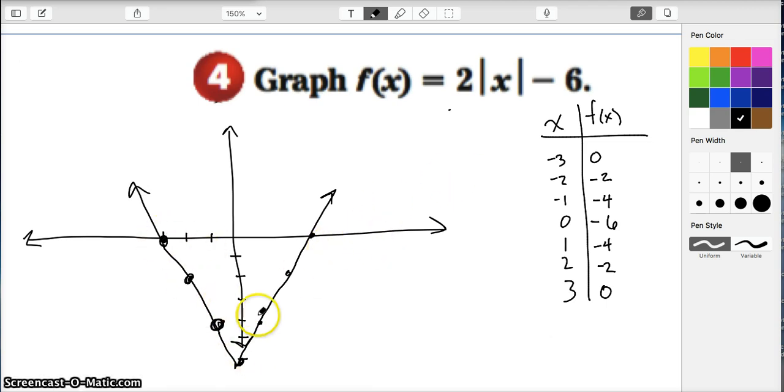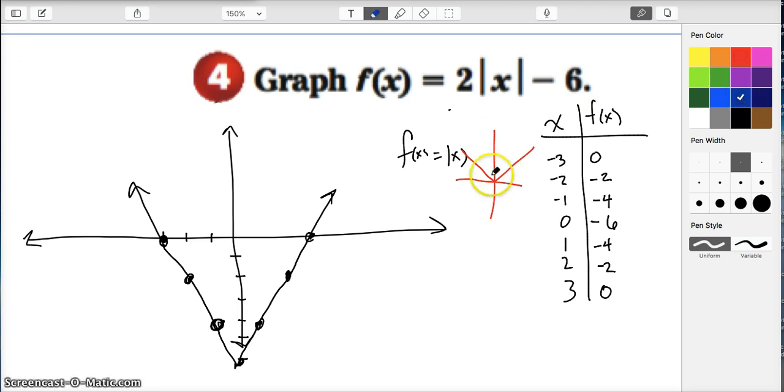Now, there are a number of ways to graph these. This is the most rudimentary way, but we can also look at this. We remember that f of x equals the absolute value of x, let's graph this in a different color, is just going to be this perfect V like that. And then this 2 is going to stretch, or make narrower, the graph. And this -6 will make it drop down to 6.